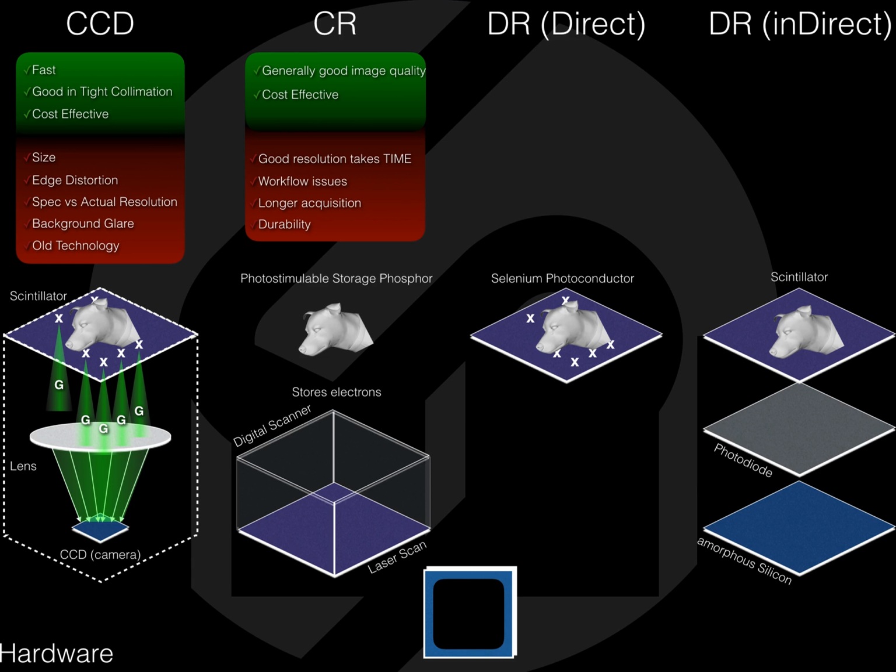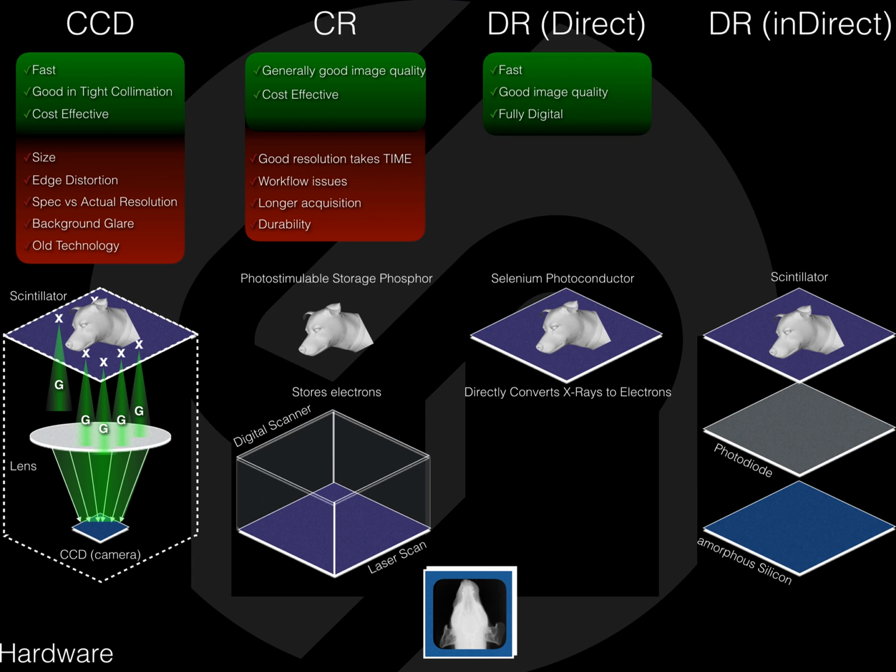For direct DR detectors, X-ray photons pass from the generator through the patient, and those that are not absorbed by the patient are incident on a photoconductor layer, which is usually made of selenium. This directly converts them into electrons that are subsequently processed by a computer into an image. Advantages of these direct DR systems, as distinct from the indirect DR systems to follow, are the speed of the acquisition and quality of images. Also, being a fully digital process and containing a flat panel architecture, these systems are very convenient.